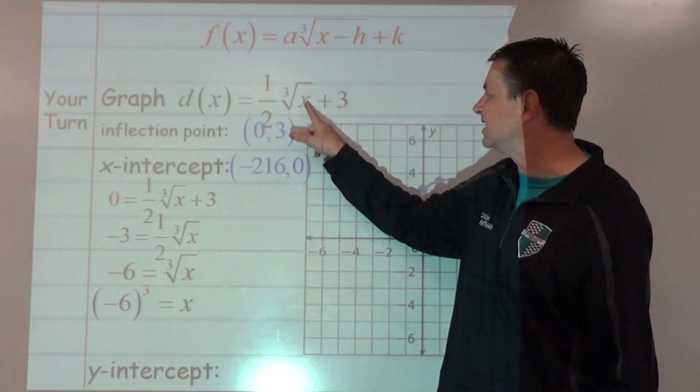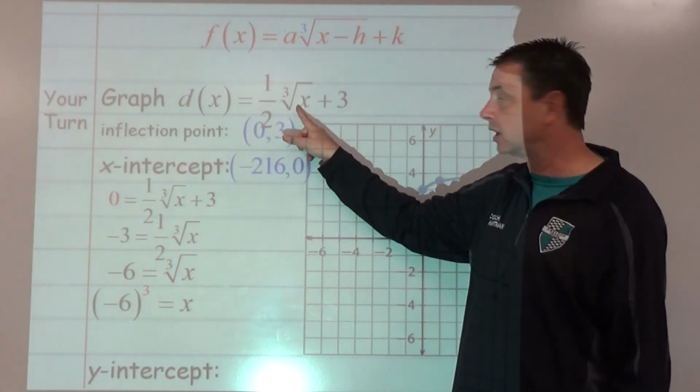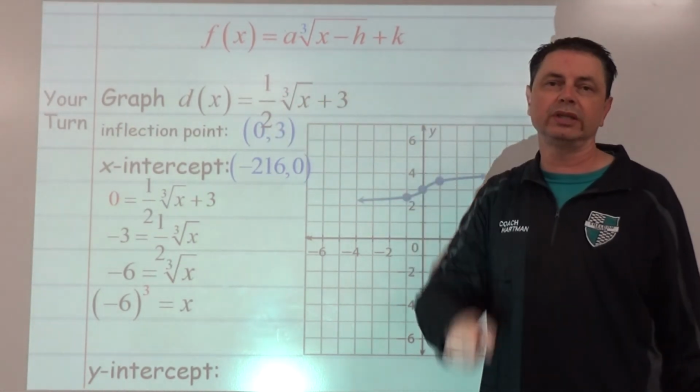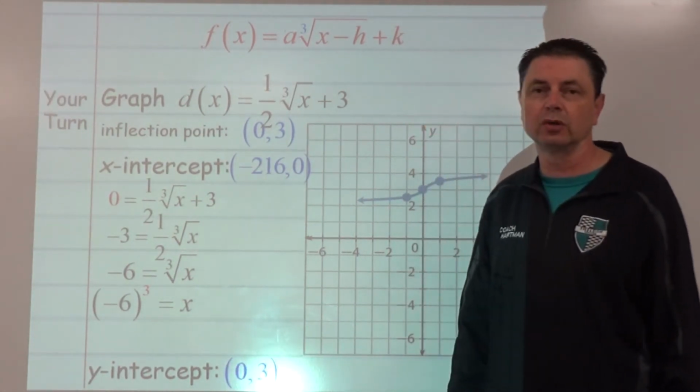The y-intercept, I think we've got at 0, 3, so let's just check that out. If we substitute in a 0, cube root of 0 is 0. Half of 0 is still 0. Add 3, we got 3. So we've got a confirmation of our y-intercept being 0, 3.